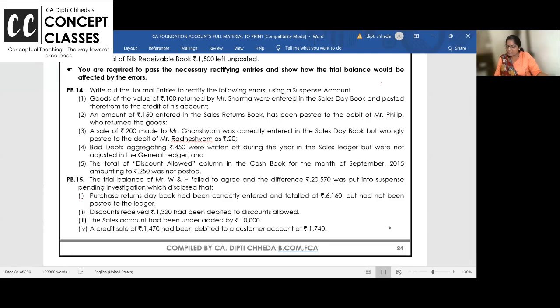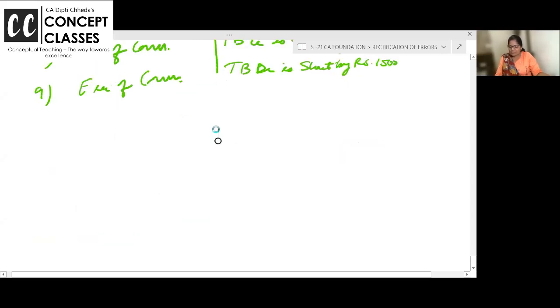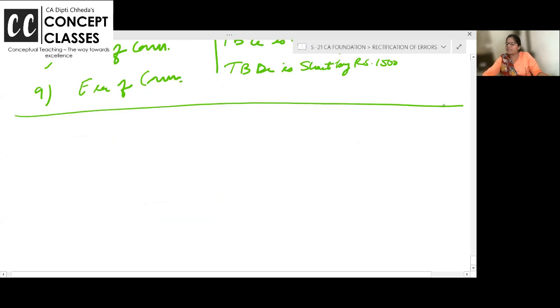Write the journal entries to rectify the following errors using a suspense account. That means the trial balance is already prepared. Goods of 100 returned and 150. Routine entries are there. I am also reading and we are writing. But they have not given how much is the balance in the suspense account, nor are they asking you to prepare the suspense account. Then don't prepare it. If they ask, you should prepare; if they don't ask, leave it.